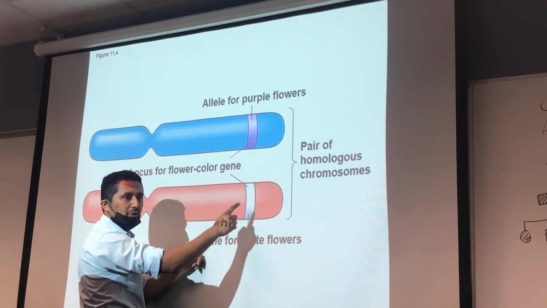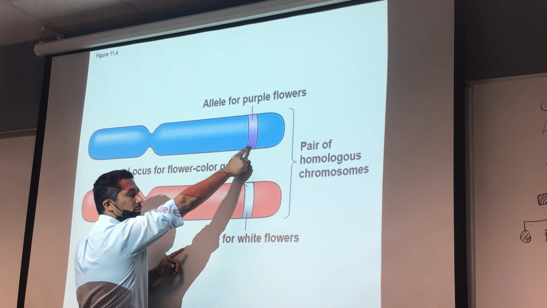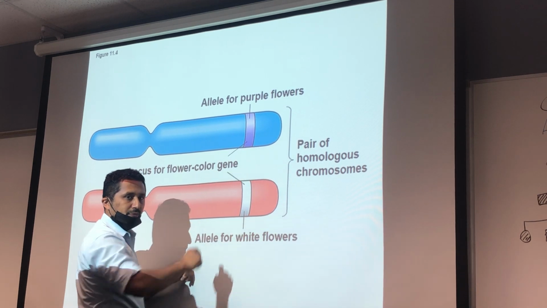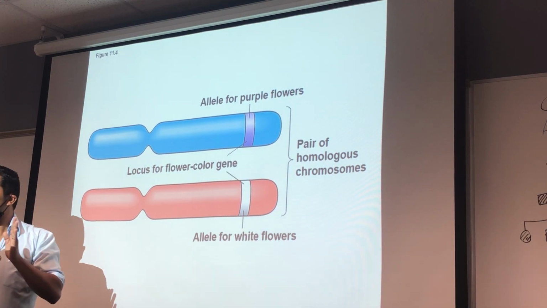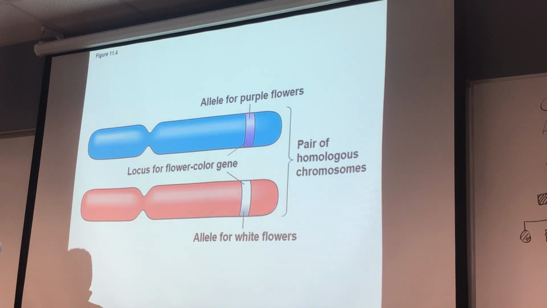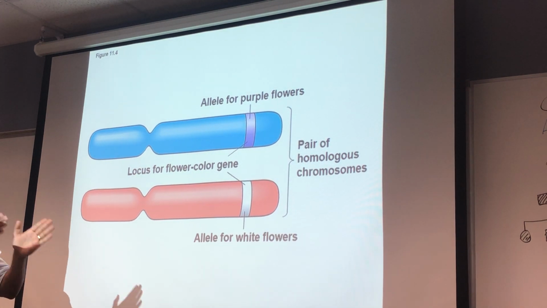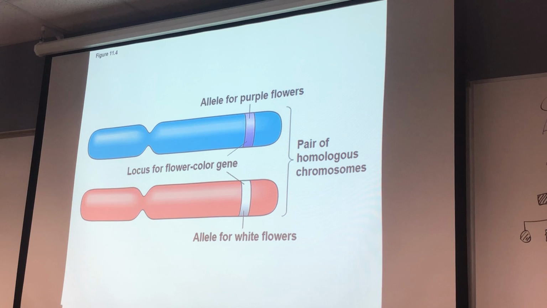The allele codes for the trait, white color. The allele codes for the trait, purple color. But both are flower color character. Right? There is a gene right there. The allele is a specific color. Okay? Does that make more sense?